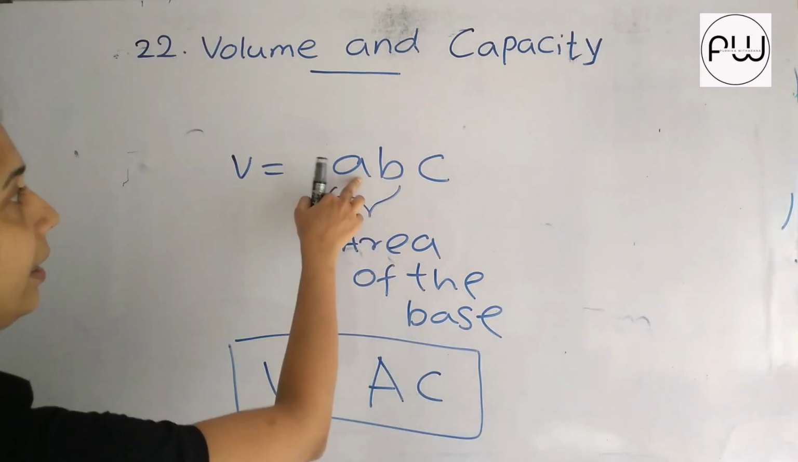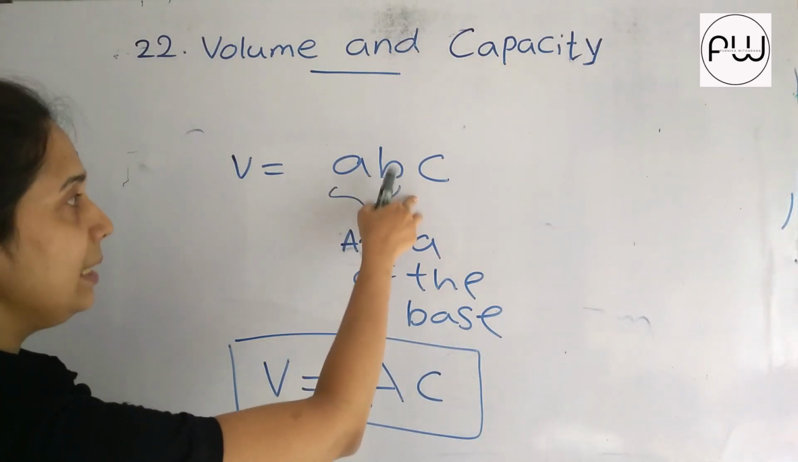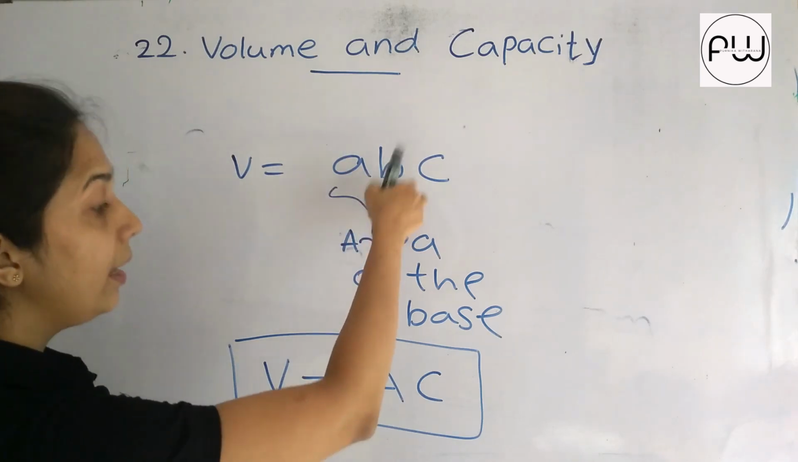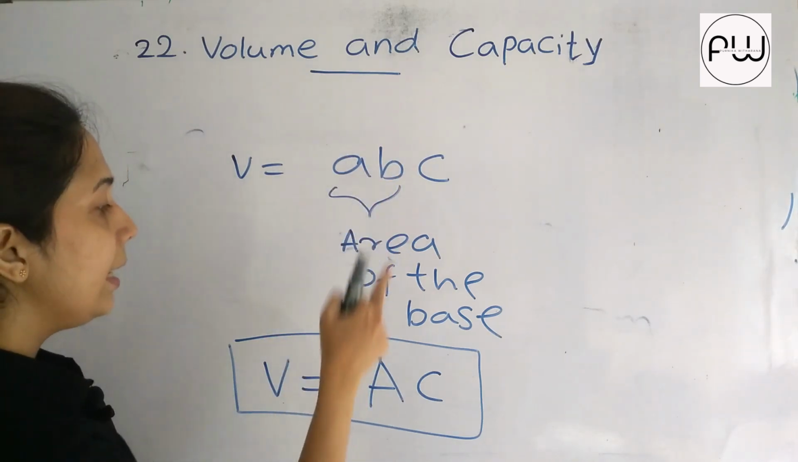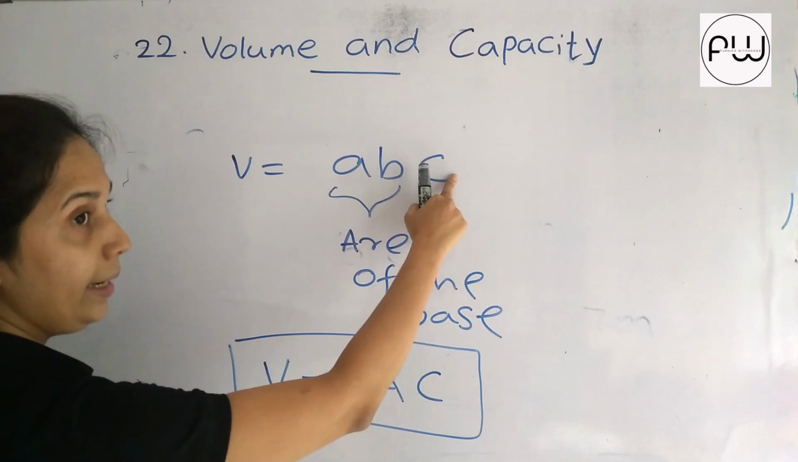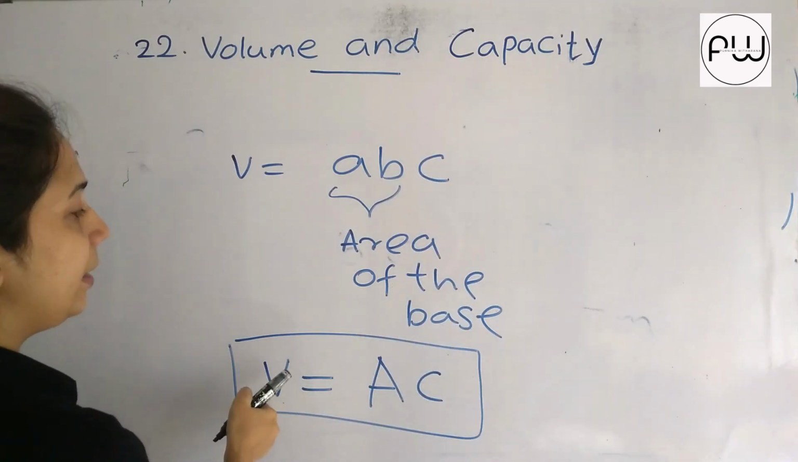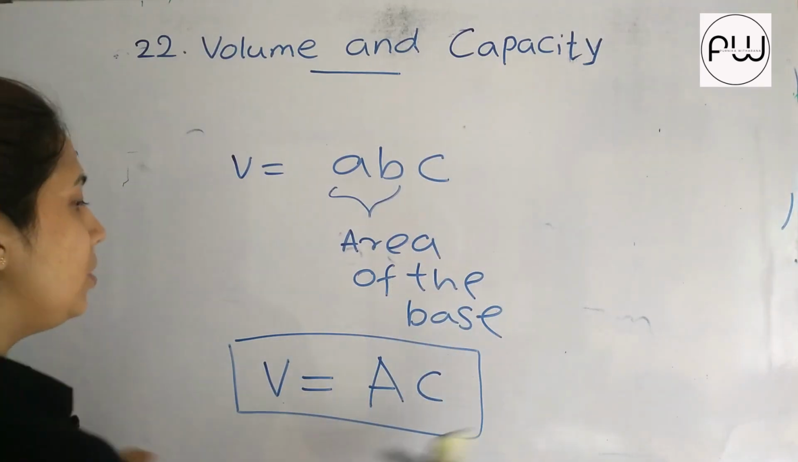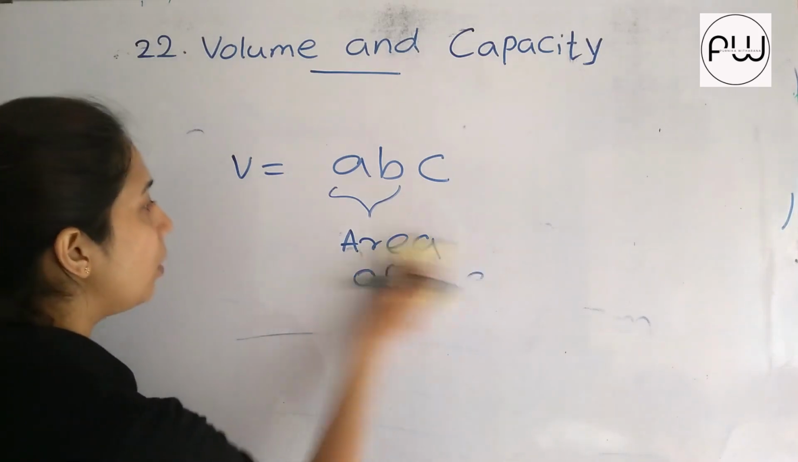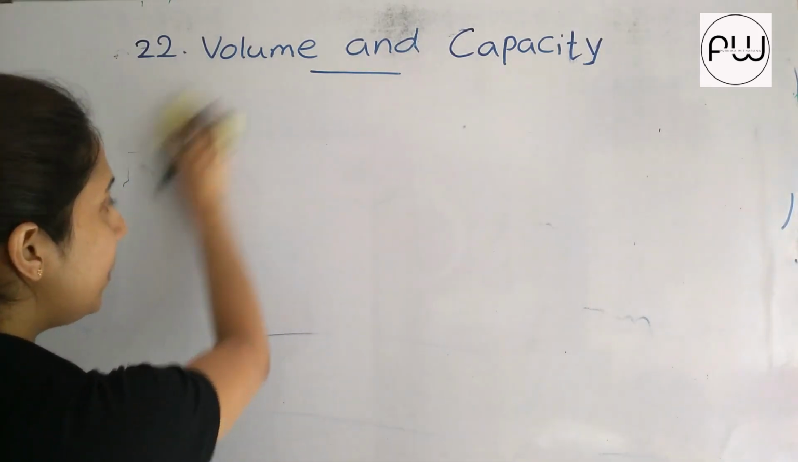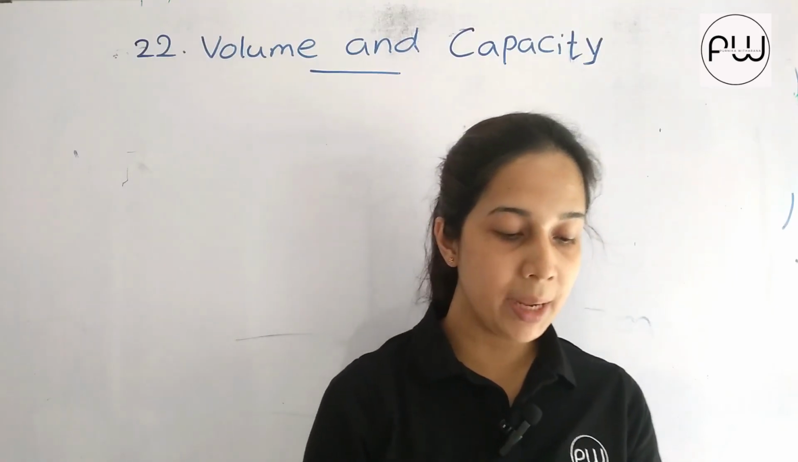Because here A times B means length by breadth, we can find the area. Then area times height, we again find the volume. Right. So now let's use this formula also. Let's take an example. I'm taking the third main question.